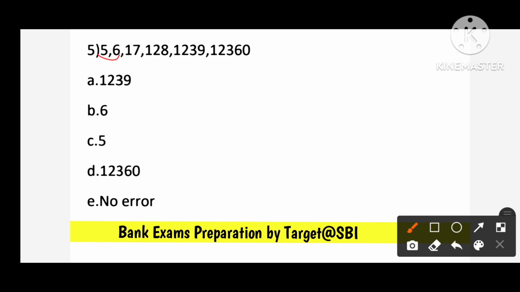Here the difference between these two is 1. Here the difference is 11. Here the difference between these two is 1 1 1, triple 1. Next difference is 1 1 4 ones. Next difference is not 5 ones. So this is our wrong number.